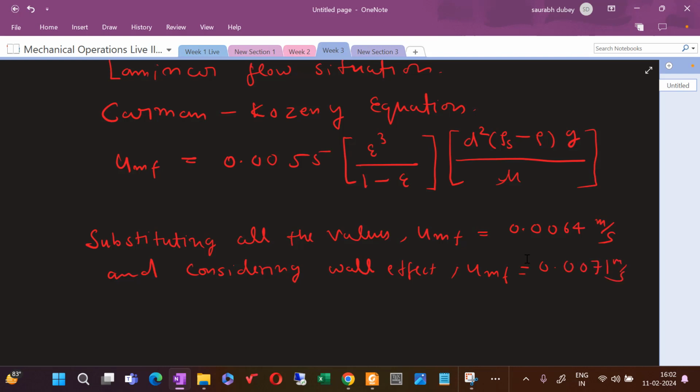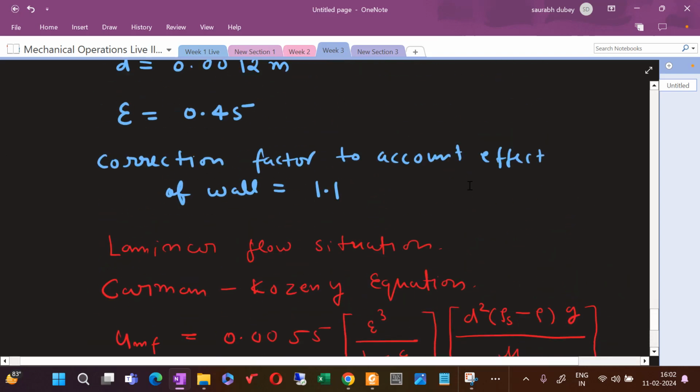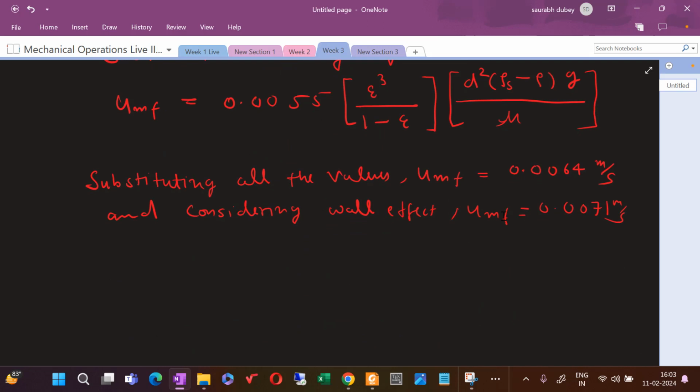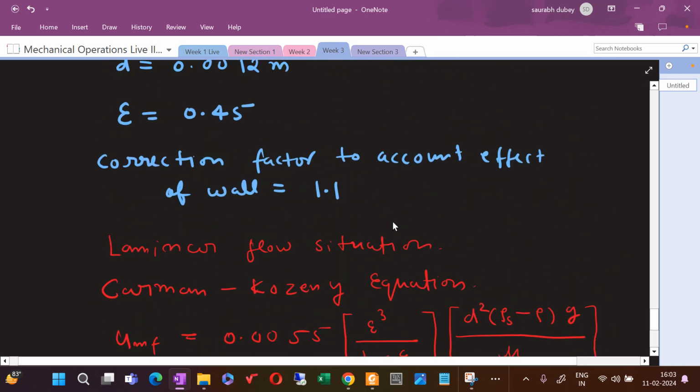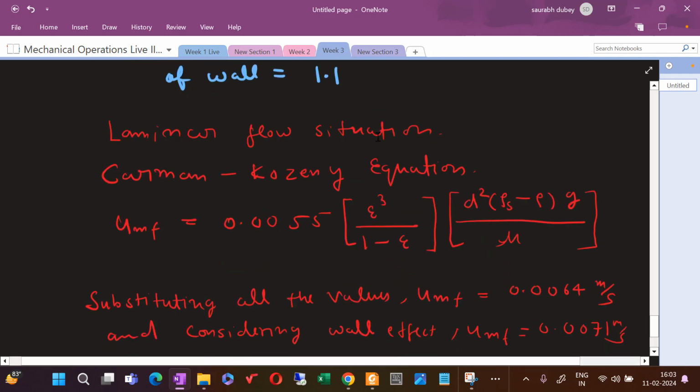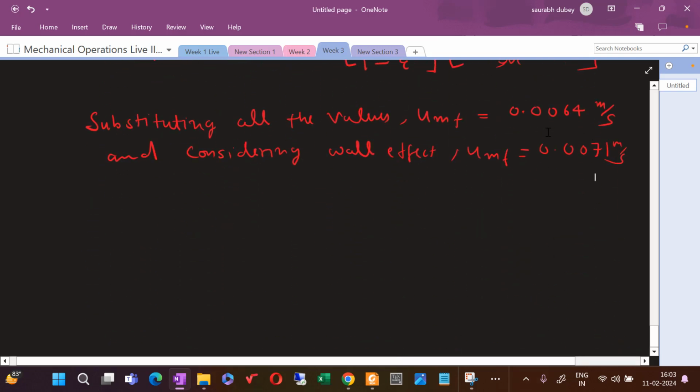Why? Because when you consider the wall effect, you use this 1.1 as a factor and multiply, so 0.0064 multiplied by 1.1 gives 0.0071. All the values have been given. The voidage, so this factor is completely known. D, the density of the solid, the liquid, gravity, and viscosity of the liquid, you know. So everything is known and UMF has been calculated.